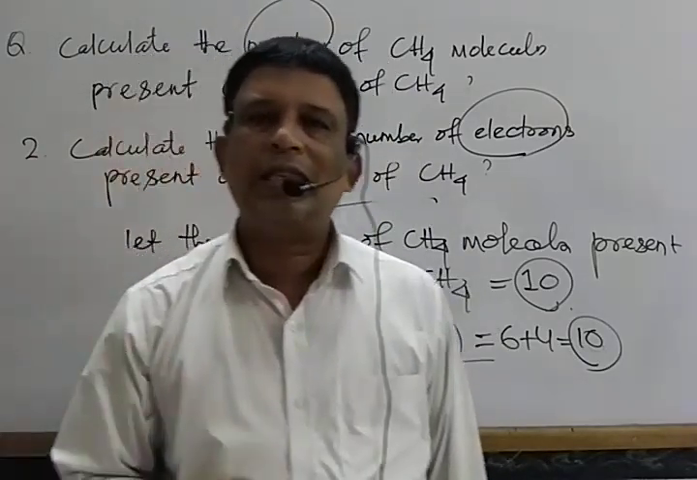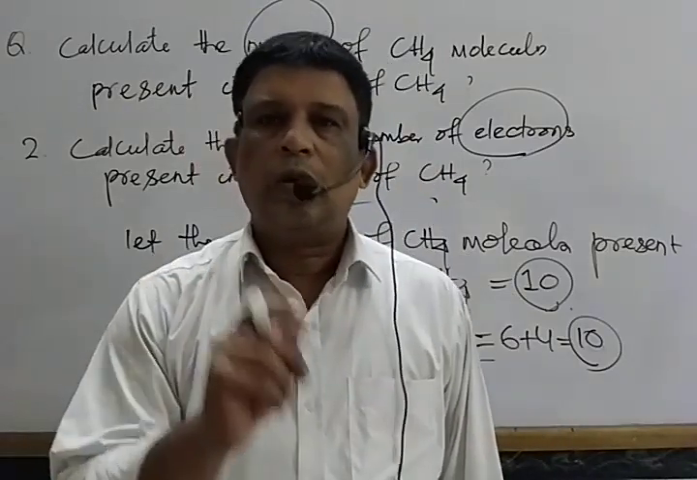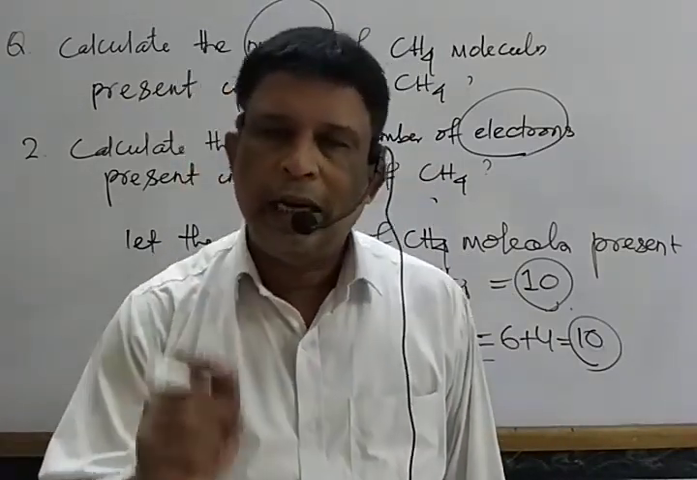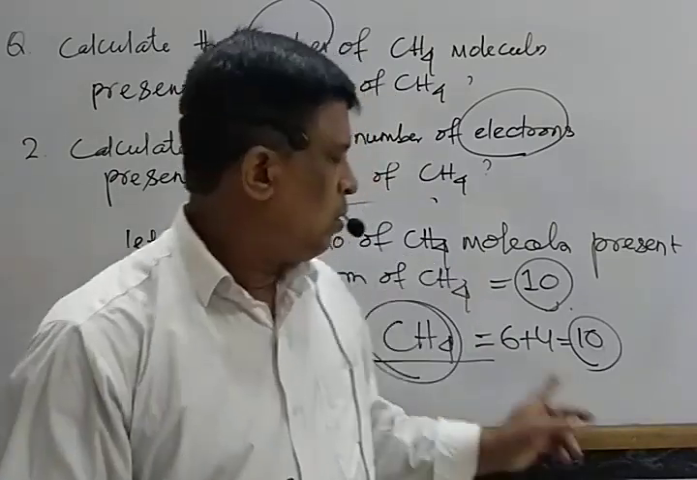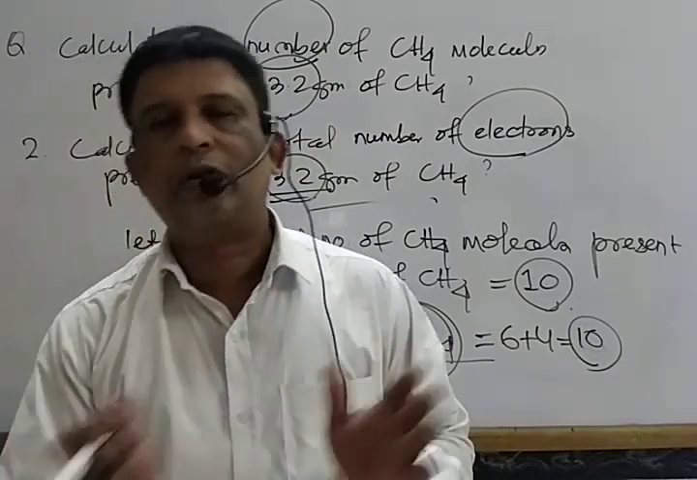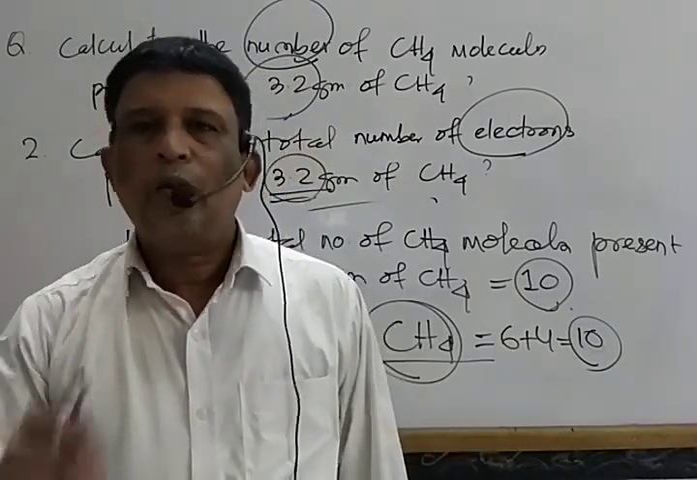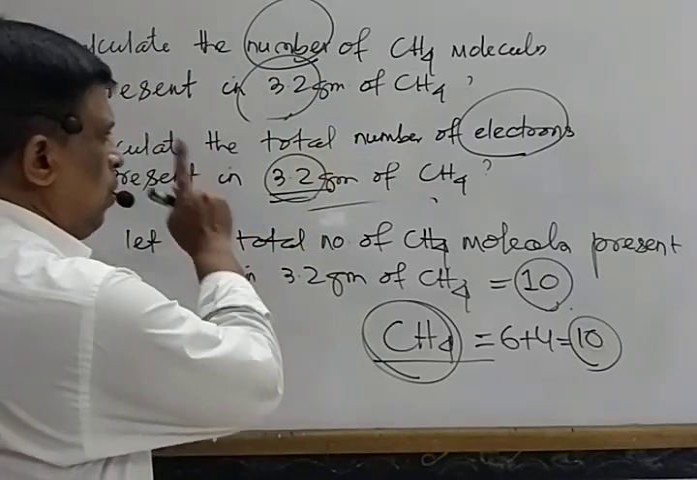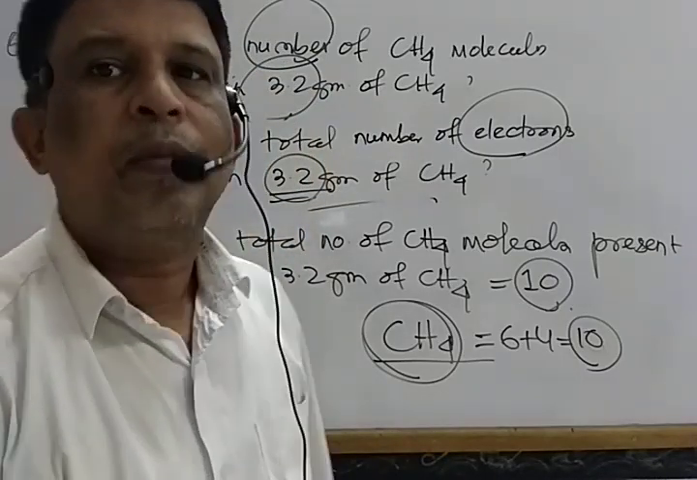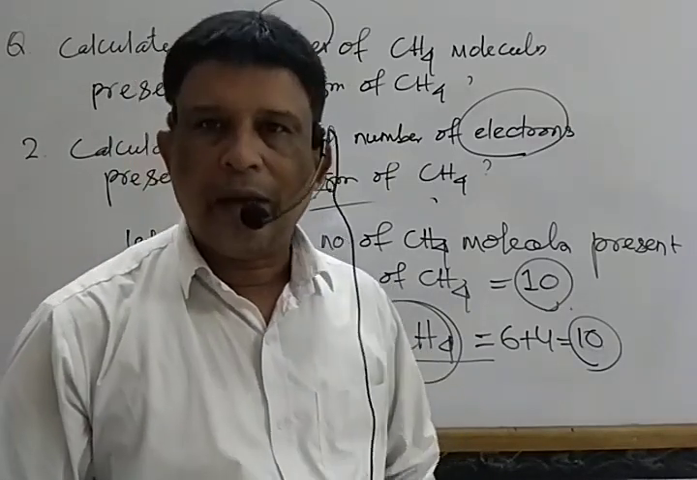So from this concept, one is able to calculate the total number of molecules, total number of atoms, different types of atoms, then the total number of electrons, which is equivalent to the number of protons, so the total number of protons also. It is all about one concept between number and mass. Then reverse the concept with another type of question.